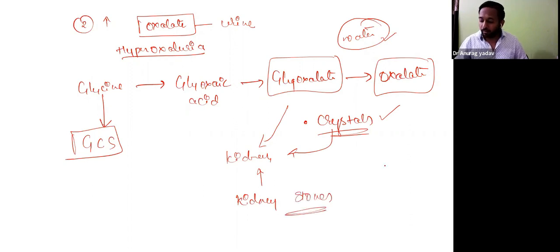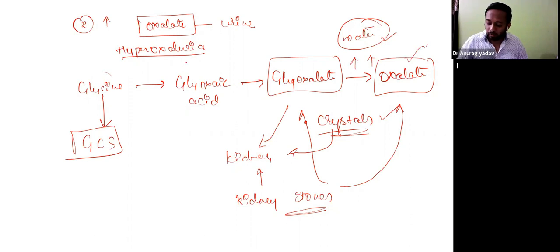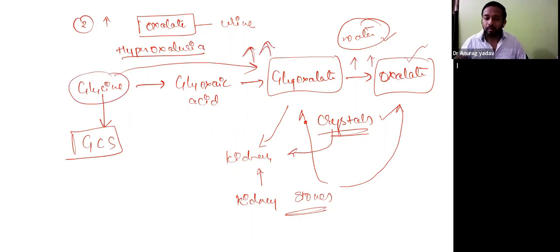What is this stone made up of? Primarily oxalates or glyoxylates. So this is the key feature of this disorder, that is hyperoxaluria, where you see oxalate crystals excreted in the urine. Because oxalates are water soluble, and their concentration is very high, because a lot of glycine is converted into these compounds, they are excreted in urine.